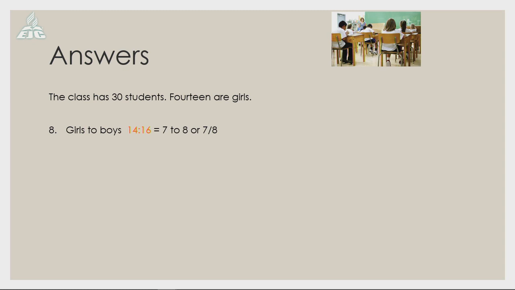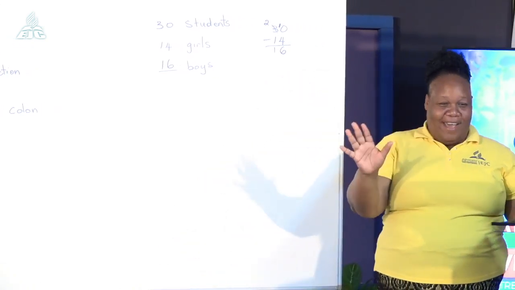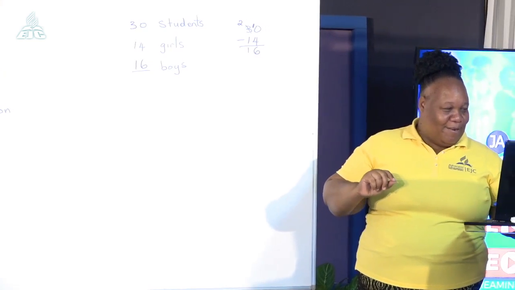Very good. 14 girls to 16 boys. You notice there's an extra equal sign which says 7 to 8 or 7, 8. Can anybody say what we did there to come up with that answer? All right. I think I heard somebody saying, simplify. But we're getting there. We're getting there. So if you have that, give yourself a tick. Very good.